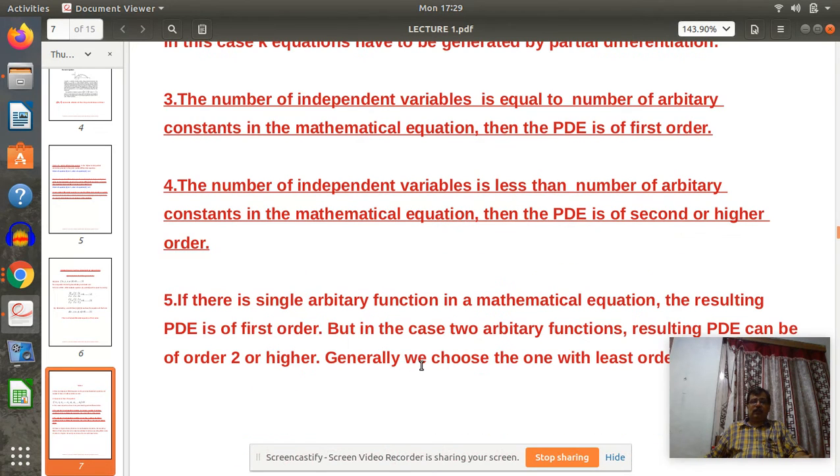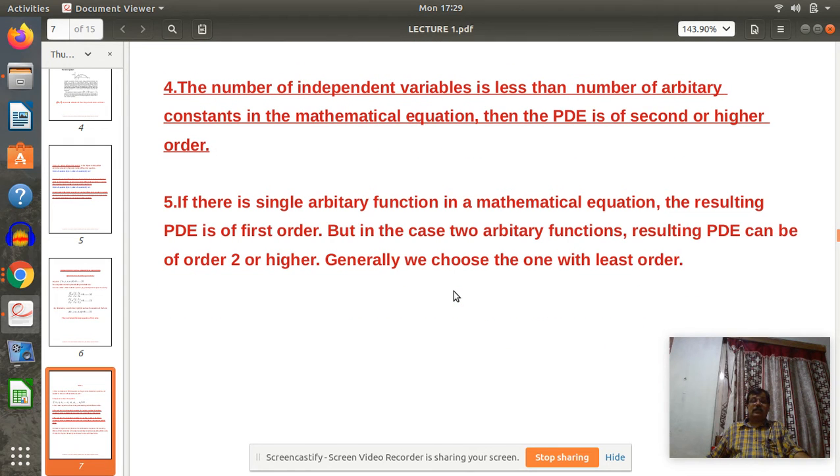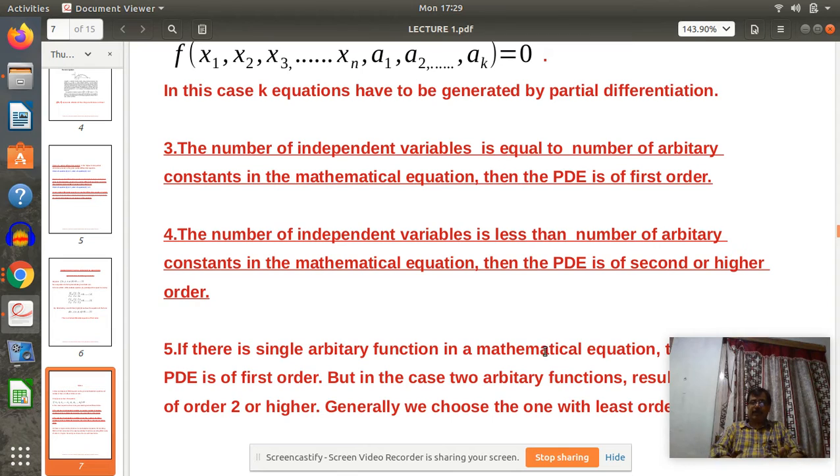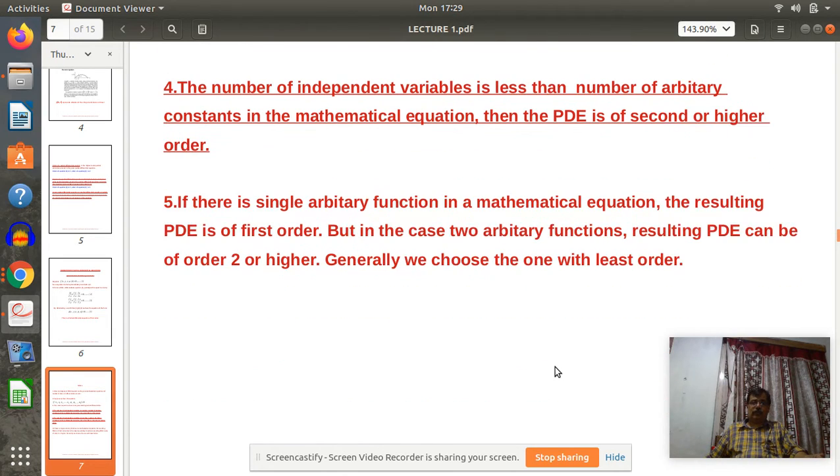Then the fourth case: if the number of independent variables is less than the number of arbitrary constants in the mathematical equation, then the partial differential equation is of second or higher order. Now the fifth point: if there is a single arbitrary function in the mathematical equation, the resulting PDE is of first order. But in the case of two arbitrary functions, the resulting PDE can be second or higher order. Generally, we choose the one with the least order. So these are some points which we have to keep in mind while forming a partial differential equation.